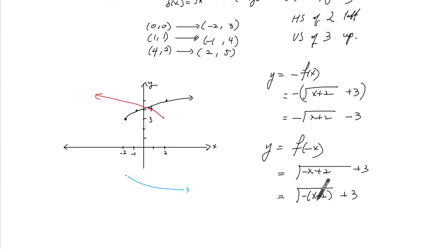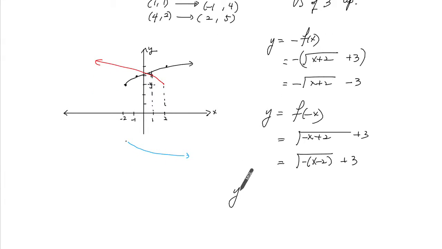And note that if I plug in 2 in here, it becomes a 0, so you get 3. So we have 2 and 3. We put 1 in here, you get 1. The root of 1 is 1, plus 3 is 4. So we do get 1 and 4. Okay, so it does validate that the red graph is, in other words, a reflection on the y-axis.